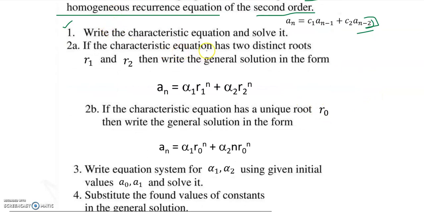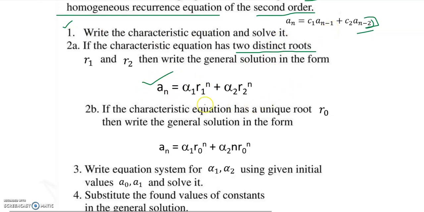Suppose I get 2 distinct roots r1 and r2 of the characteristic equation. Then how to write the general solution? That is a n is equal to alpha 1 r1 to the power n plus alpha 2 r2 to the power n. Here alpha 1 and alpha 2 are arbitrary constants, and r1 and r2 are the 2 distinct roots. So this is the general solution of the given second order equation.